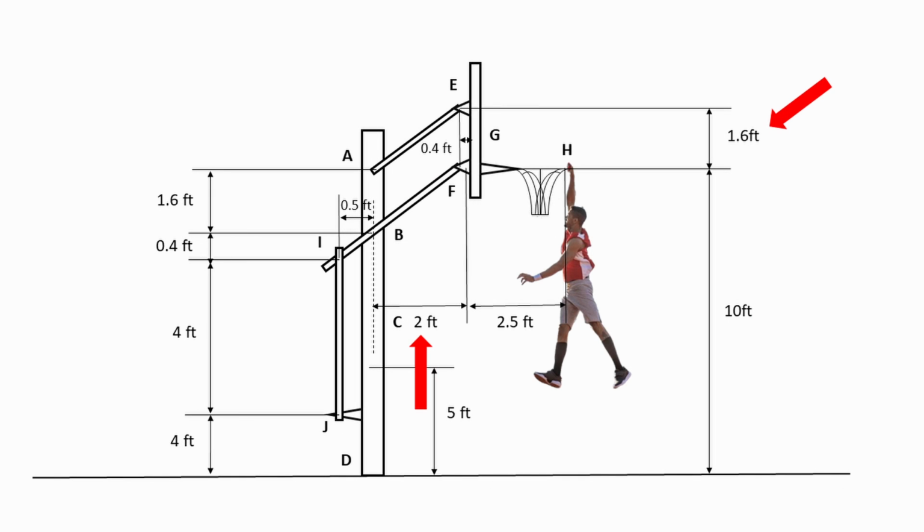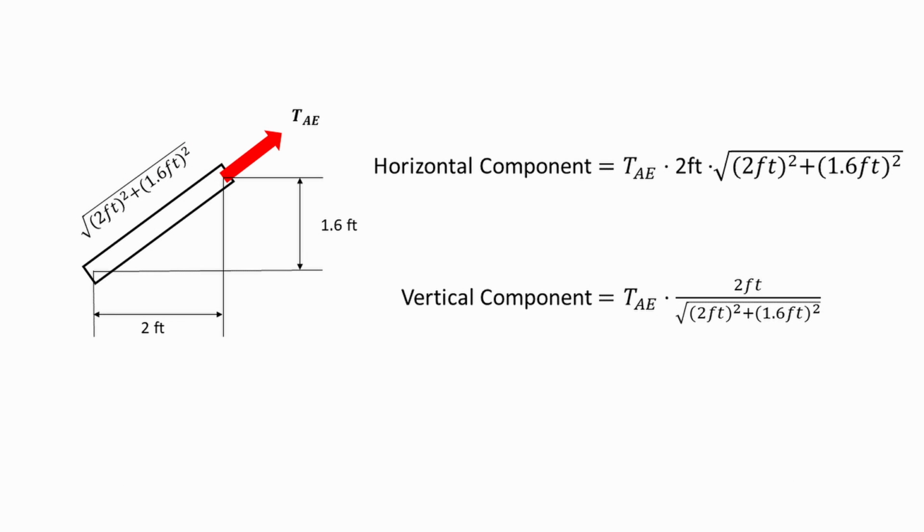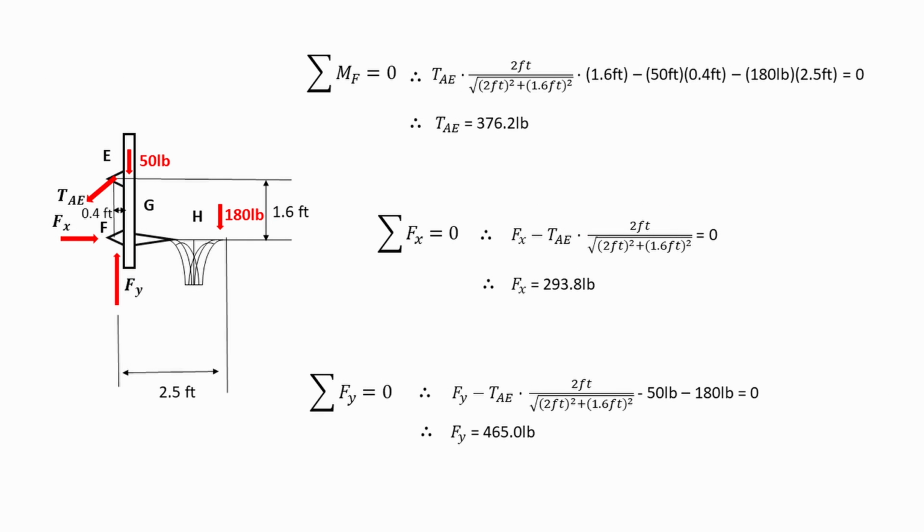Observing the geometry of member AE in this diagram, we can deduce that the horizontal and vertical components of the force T_AE are given by the following equations. Examining member EFH, taking moments about F, which should sum to 0, we obtain a force T_AE of 376.2 pounds. Resolving forces in the x and y directions, which should sum to 0, we obtain that F_x equals 293.8 pounds and F_y equals 465 pounds.